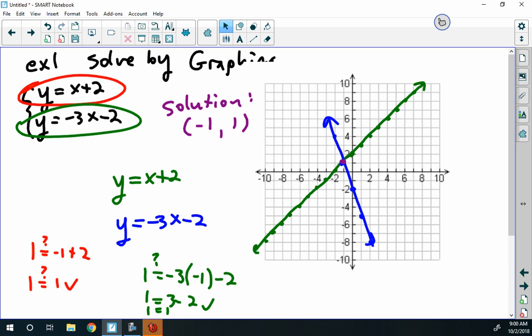What do you think? Easy? You remember doing that? Good. That might take a little bit of work, and what we're going to do tomorrow is see another way to use the calculator to do this.